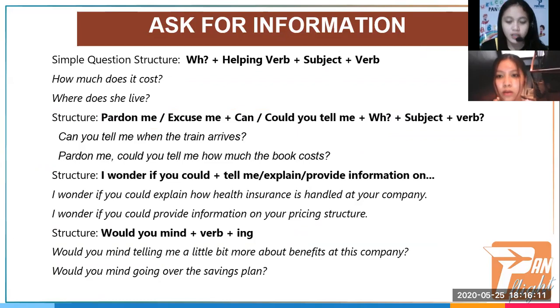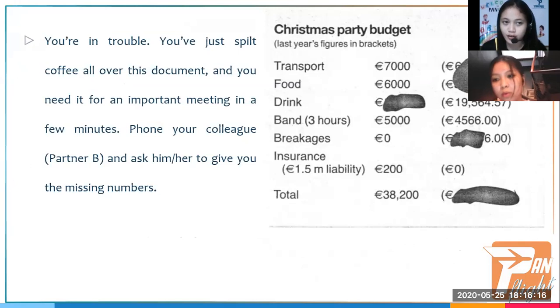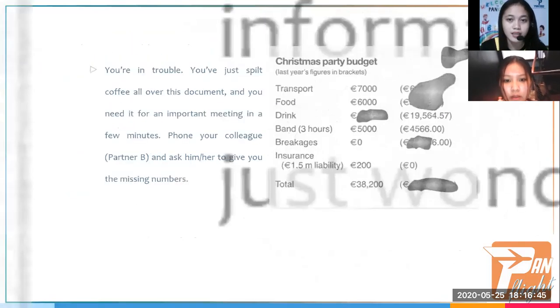Okay, so here is your task. You're in trouble. You have just spilled coffee all over this document and you need it for an important meeting in a few minutes. Phone your colleague, partner B, and ask him or her to give you the missing numbers. Can you see the chart of the Christmas party budget? Yes. Okay, so this will be your first task.